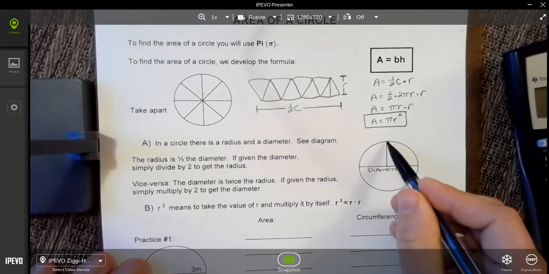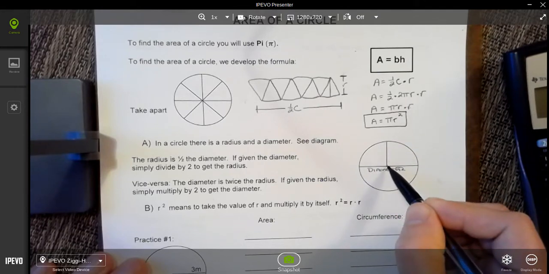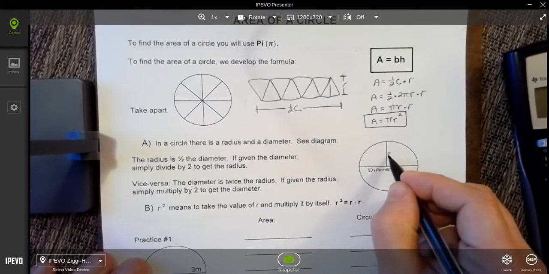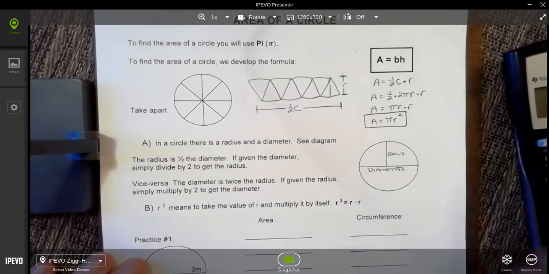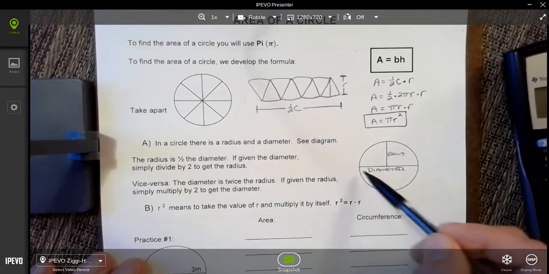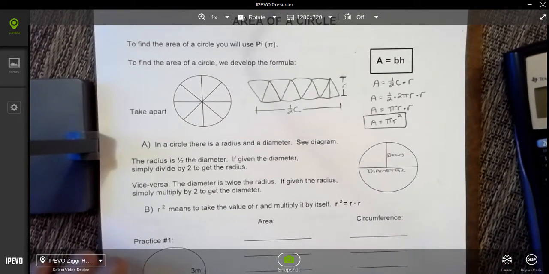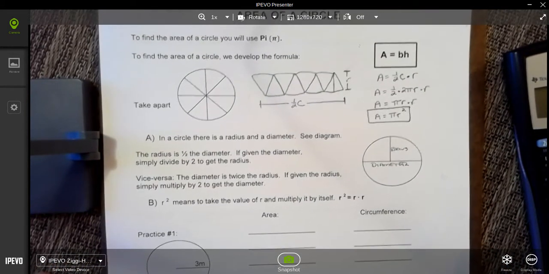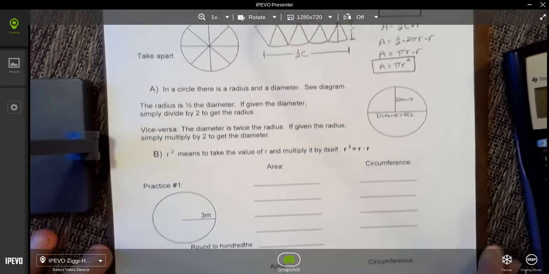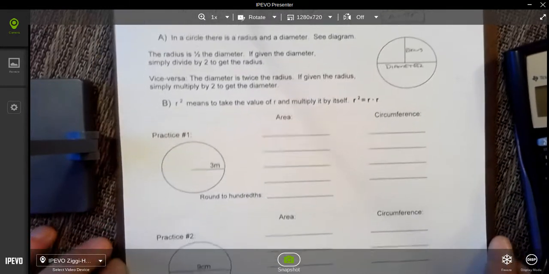And then this segment that starts on the circle and goes to the center, this is your radius. The radius, if you remember, is half of the diameter. A diameter is equal to 2 times the radius. Okay, and so underneath we've got some practice problems where we're going to find the area and the circumference of our circle.